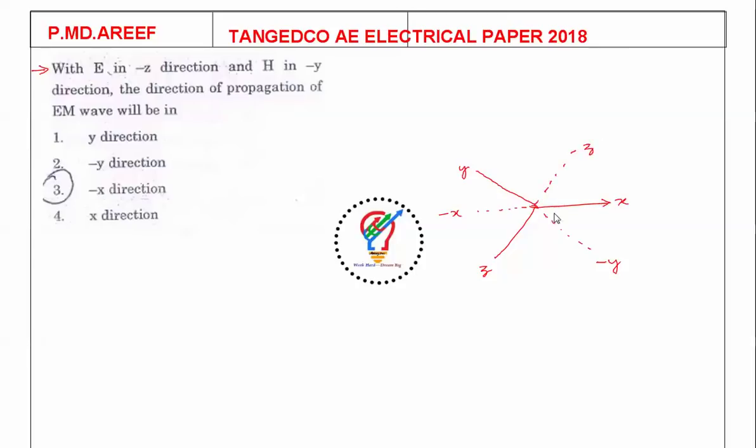Now the electromagnetic waves travel in a direction which is perpendicular to both electric field intensity E and H. So the perpendicular direction will be the minus x direction. Why? Because in minus z direction, what is there? It is E. Okay, and in minus y direction it is H. So these two are perpendicular, which means the propagation is in the minus x direction. Next question.